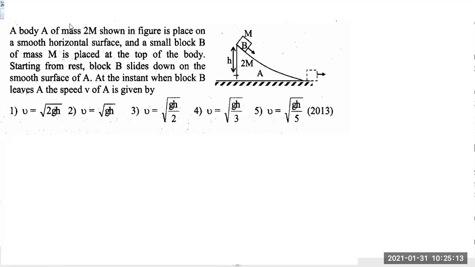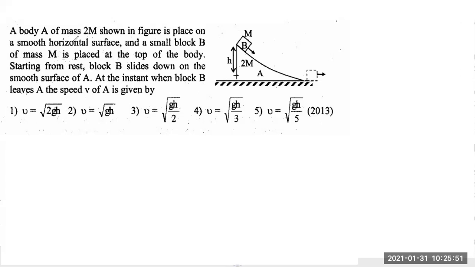Well, the next question is from 2013. A body of mass 2m shown in the figure is placed on a smooth horizontal surface, and a small block B of mass capital M is placed at the top of the body. Right, it's like a wedge, okay, which is smooth. Starting from rest, block B slides down on the smooth surface A. At the instant when block B leaves A, the speed of A is given by, okay.